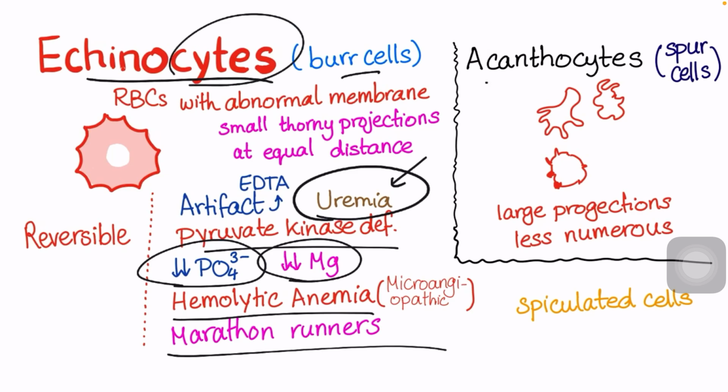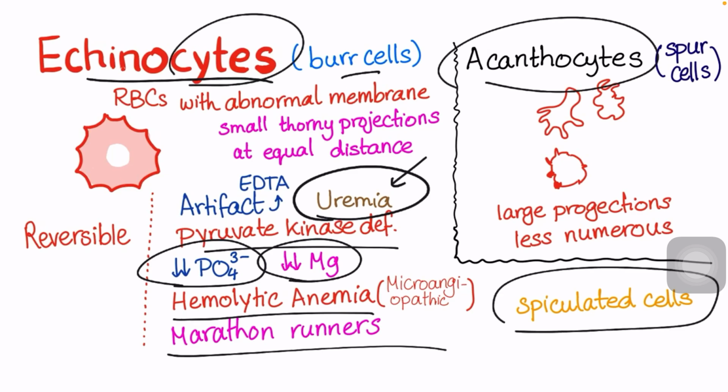Echinocytes and acanthocytes together, they are called spiculated cells. Please don't forget, uremia, renal failure, has echinocytes in the blood.